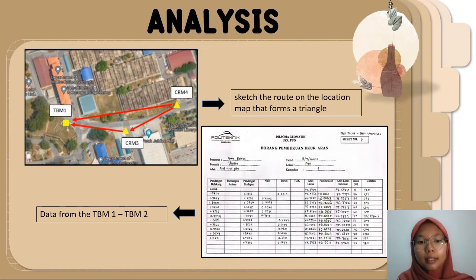Here is the new loop on the triangle from TBM1 to CRM4 and CRM5. So we can see that just now we got 3 triangles from CRM5 until TBM1. So we can connect from the other point that has a reduced level already, and we can create the triangle from the reduced level.